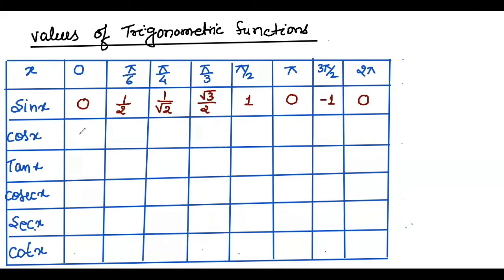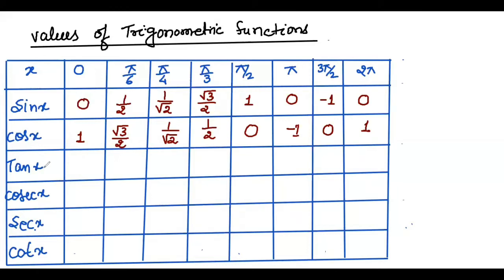Then cos of 0 is 1, cos of pi by 6 is root 3 by 2, cos of pi by 4 is 1 by root 2, cos of pi by 3 is 1 by 2, cos of pi by 2 is 0, cos of pi is minus 1, cos of 3 pi by 2 is 0, and cos of 2 pi is 1. So only these two functions' values you have to remember, the rest you can find out.